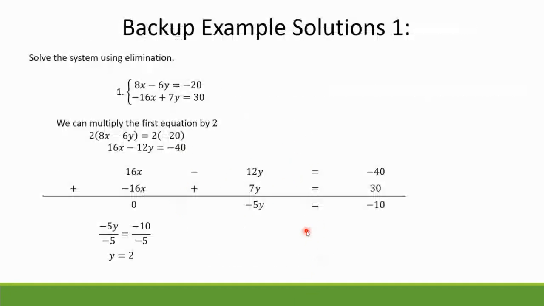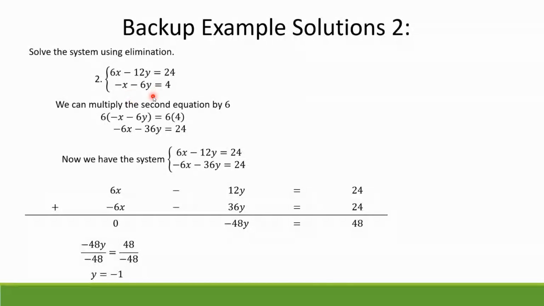Now for the second backup example, I'm not sure if I did it with the other class. I'm not going to be able to finish it all, but looking at this system, we want to somehow kill off a variable when we add. I could multiply the second equation by 6, then add it to the first. If I do that, x will go away because you'll have negative 6x and 6 times x. When we add it, that kills off the x. That's what I'm doing here. For time consideration, I'm not going to be able to finish this example.